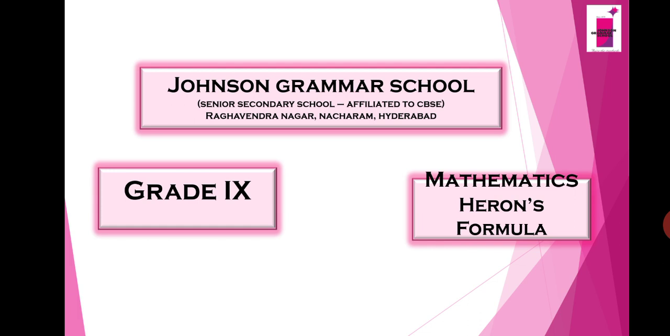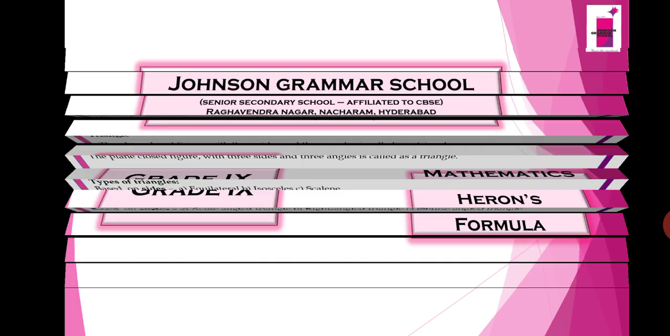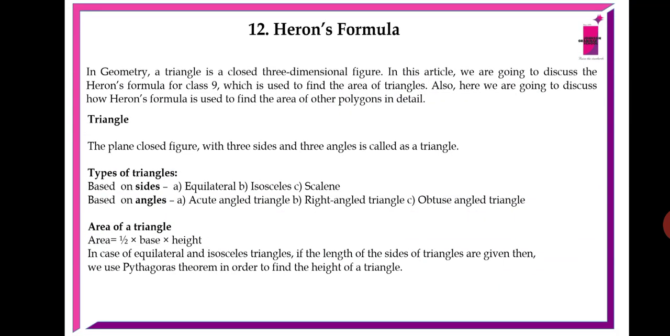In this session, we are going to discuss Heron's formula, chapter 12 of grade 9. In geometry, first of all, we'll discuss basic concepts before Heron's formula. Okay. In geometry, a triangle is a closed figure.